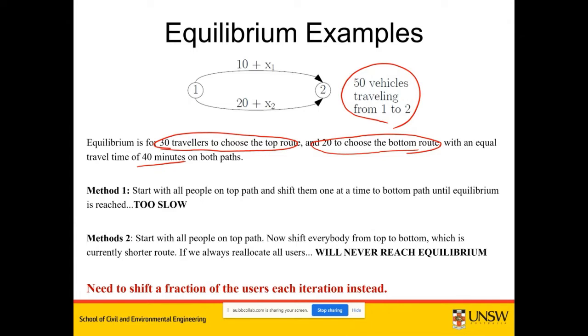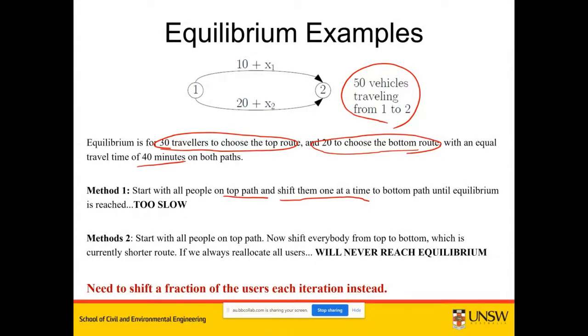So if you really want to solve this problem of user equilibrium with some of the methods that we've already covered, like the incremental loading, or for example, assigning everybody to the shortest path first and then shifting them one by one to the other path until we reach equilibrium, that will be a very, very slow and tedious process. And it takes a very long time to reach convergence, as I said before.